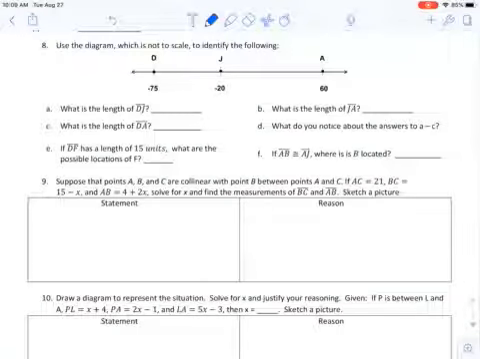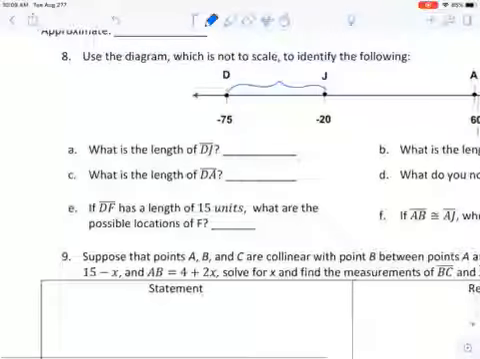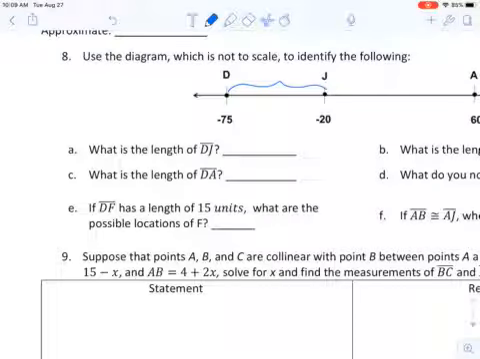First I want to know the length of segment DJ, which means on the segment I want to know how far it is if I start from D and end at J. I have one coordinate at negative 75 and the other at negative 20. Anytime you're trying to find distance, you do it by subtracting. So I'm going to do negative 75 and subtract negative 20, which is a whole lot of subtraction signs. Your calculator can do this for you, but you could also just say two negatives make a positive. So I have negative 75 plus 20.